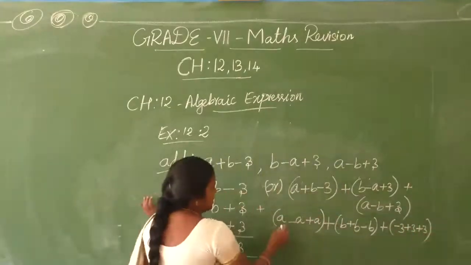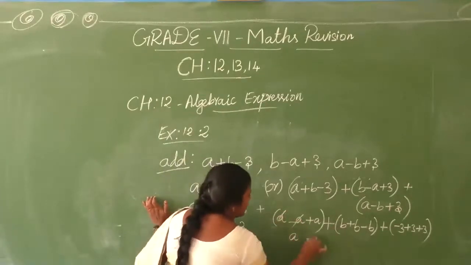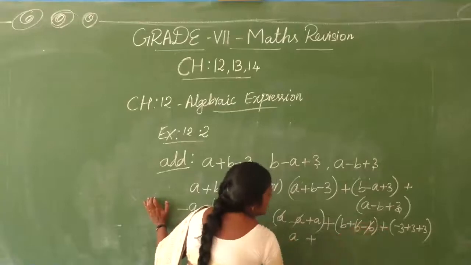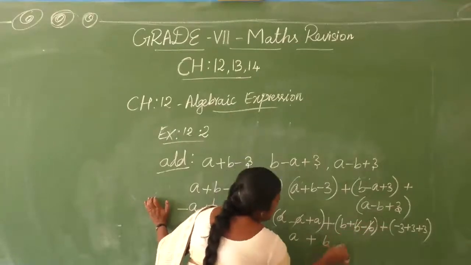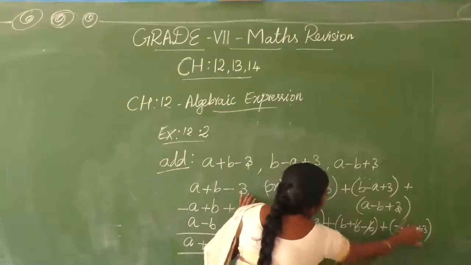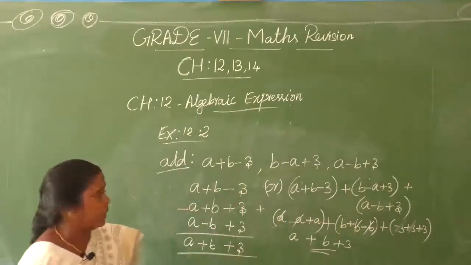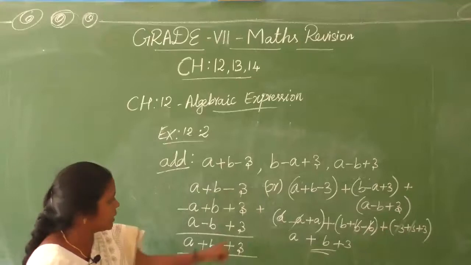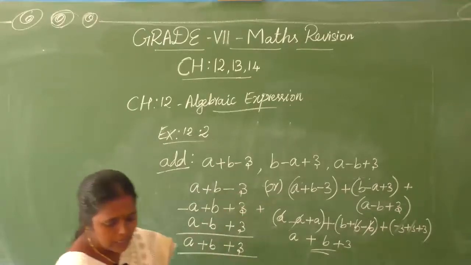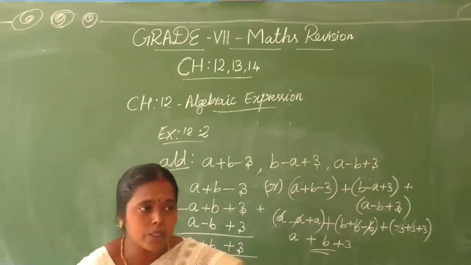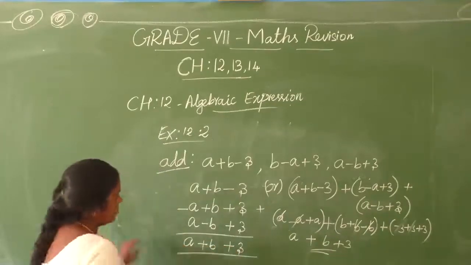What comes? Plus minus cancel, a only. Plus 1 plus 2, with that 1 cancel, so plus b only here also. Anyhow the answer will come equal only. This is vertical arrangement, that is horizontal arrangement. Understood? Subtraction means you should take the additive inverse of the second one.